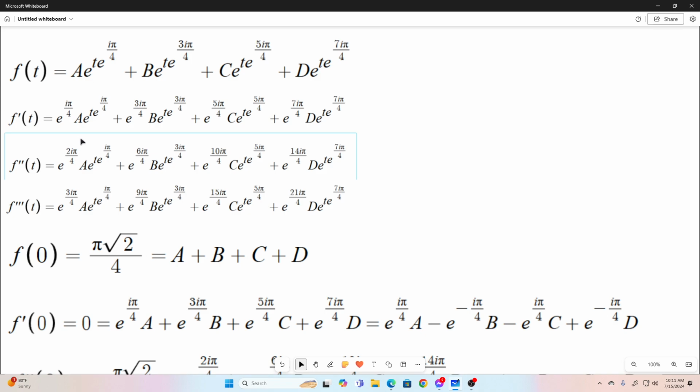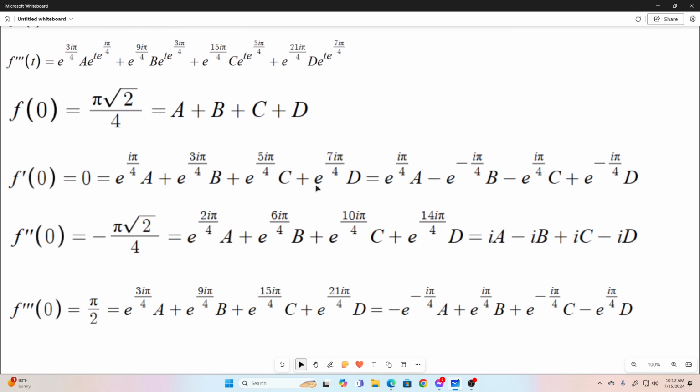Likewise, I did the same for f prime at 0, which we determined was 0. Again, these exponentials will drop out. These will not, because they're constants. They have no t's in them. But these will always drop out every single time. That's why it was so nice that we found values at t equal to 0.